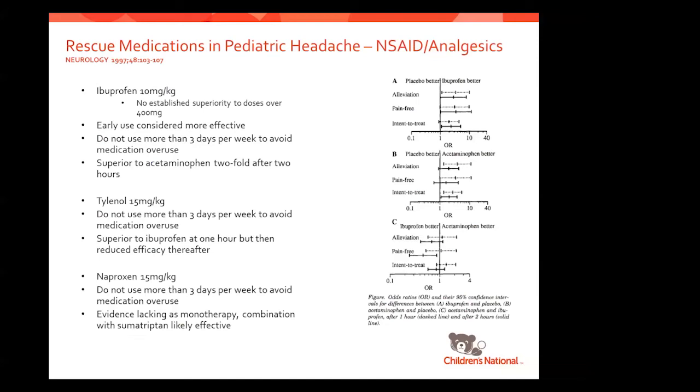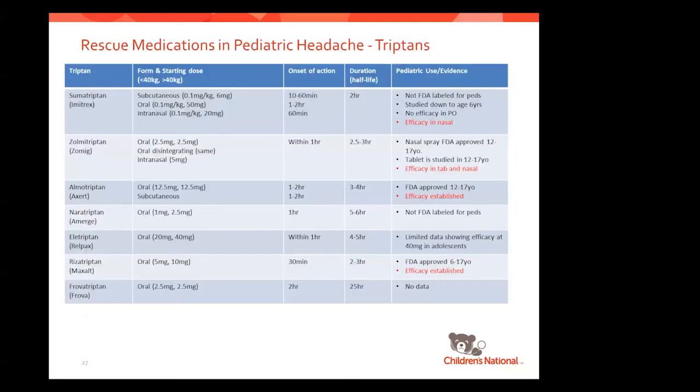And naproxen, which is Aleve, is also 15 milligrams per kilogram, the same as Tylenol, so don't underdose it. That means most patients are going to take 440 or 660, which means 3 Aleve. Don't use them more than 3 days in a week. There's no randomized controlled evidence for this as monotherapy, but the combination with sumatriptan is effective, and empirically I've seen naproxen be very effective for patients.